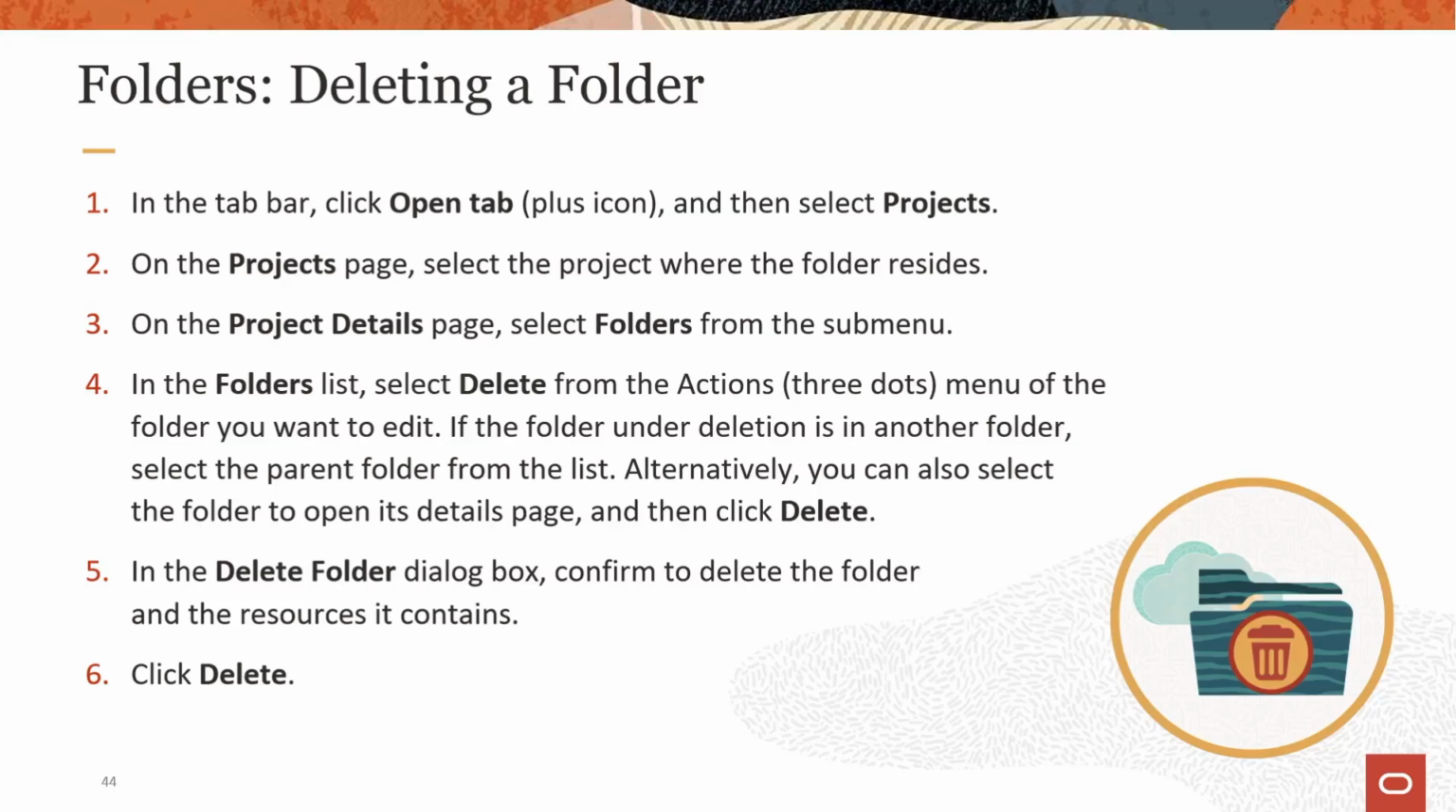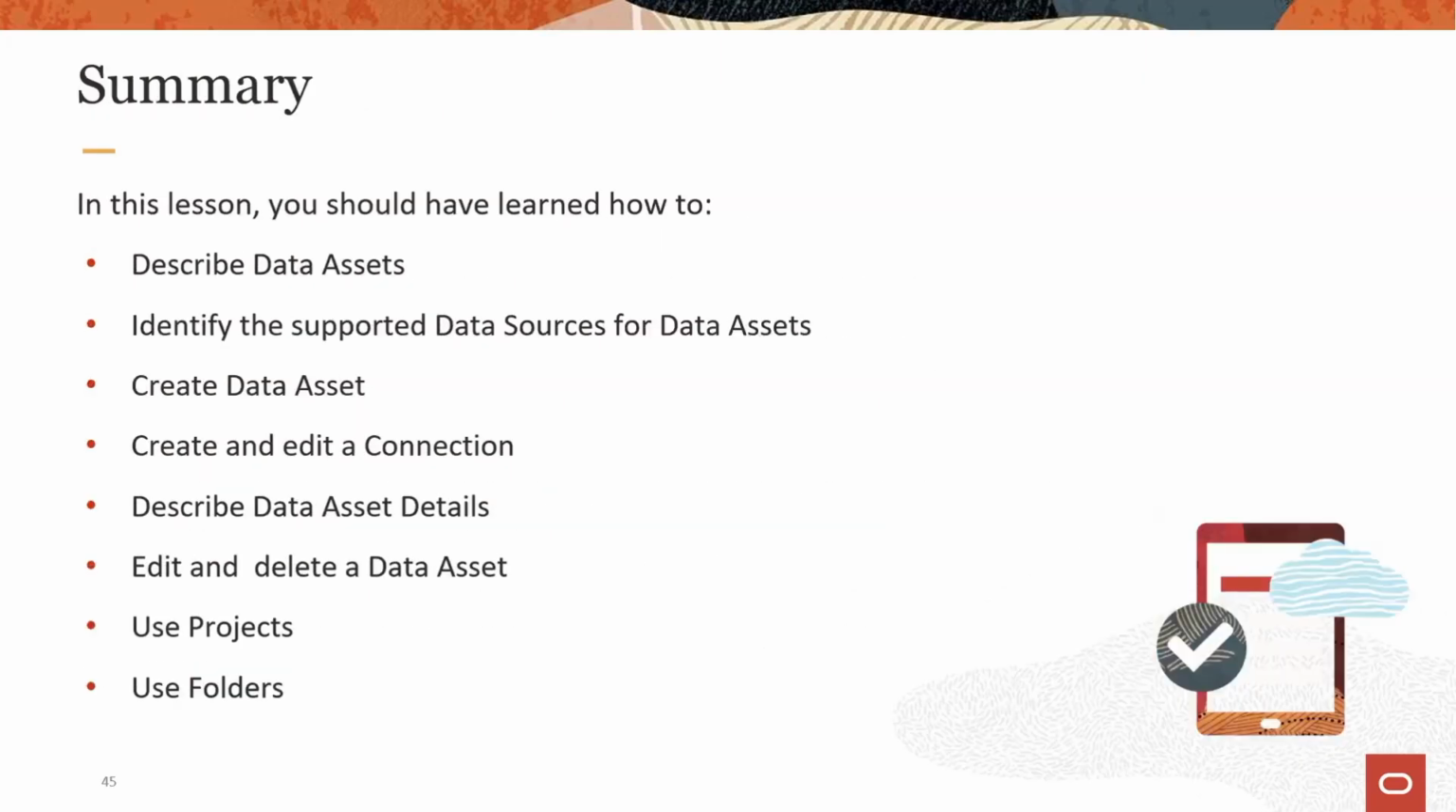In the Folders list, select Delete from the Actions menu of the folder you want to delete. If the folder under deletion is in another folder, select the parent folder from the list. Alternatively, you can also select the folder to open its details page and then click Delete. In the Delete Folder dialog box, confirm to delete the folder and the resources it contains. Finally, click Delete. We have come to the end of Lesson 4.